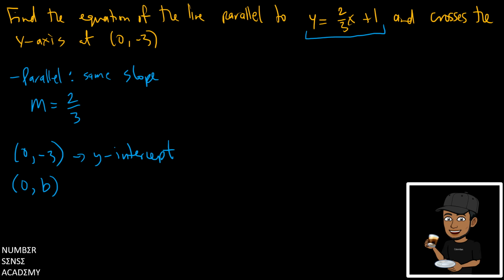So my equation is given to me. So if I need to put it in mx plus b form, it's going to be y is equal to 2/3 x, don't forget the x, minus 3, because b is -3. Nice. Okay. Next question.